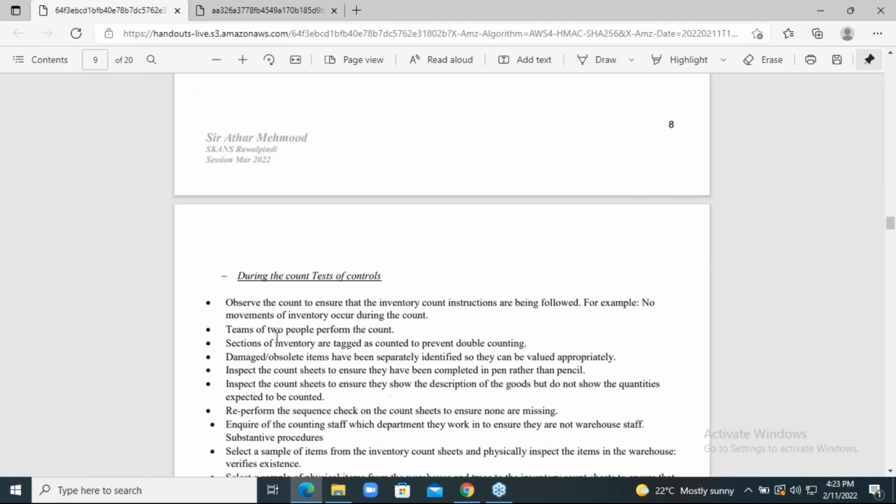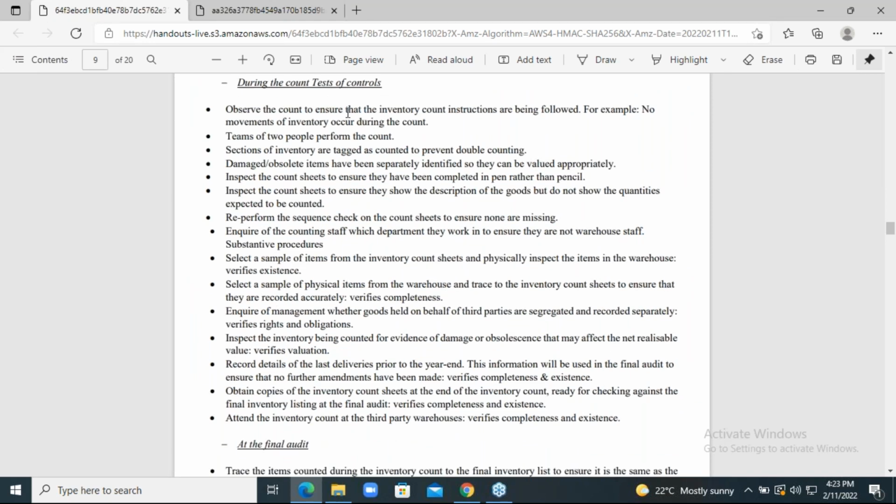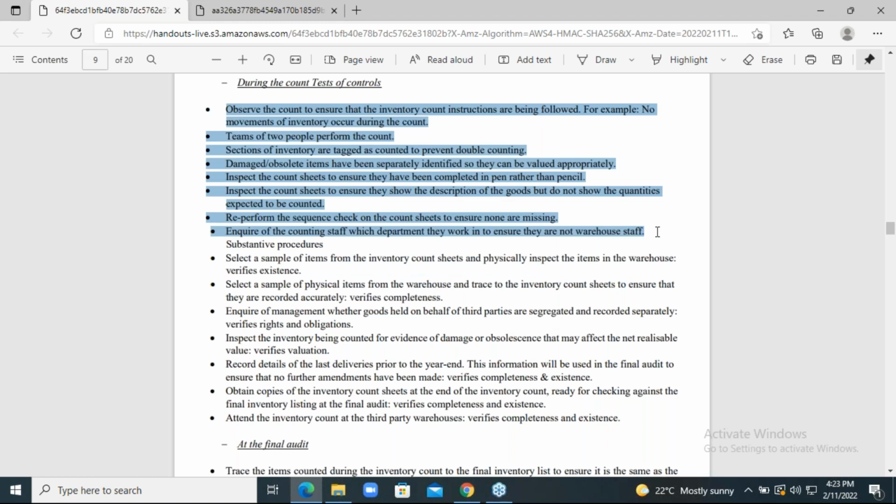These are the during the count test of controls. So these are the procedures asked by you from here to this one. After that, these are substantive procedures. All the procedures above this heading are test of controls during the count. Now you are going to write these ones.